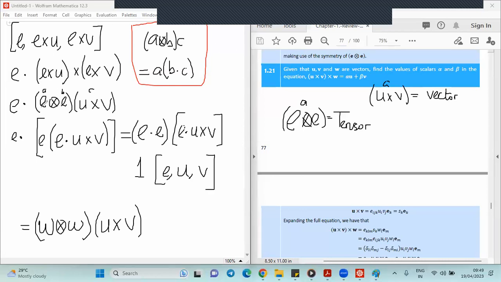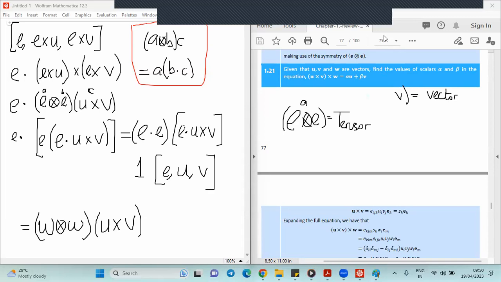Rather, I took A, because E itself is a vector. E is a vector, not E dyad E. This other E is a vector as well. So I said, okay, let A be E, and then E be B, and then C be U cross V, because U cross V is a vector. I don't know if you understand. It's a matter of dimensionality, if I may say, because the vector and the tensor are not the same.